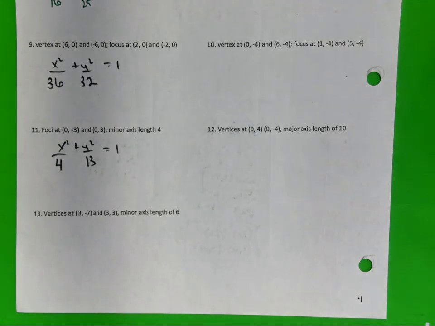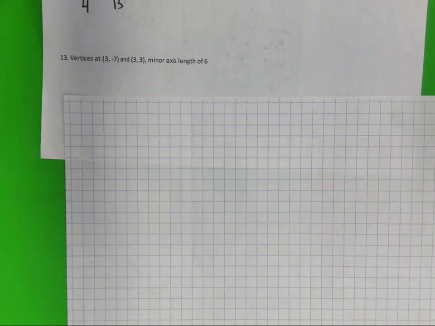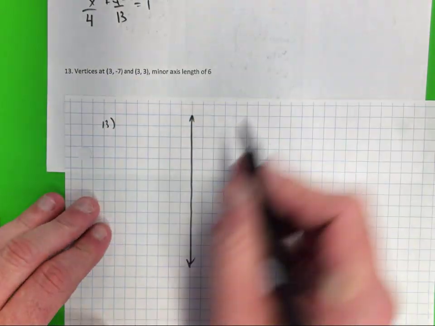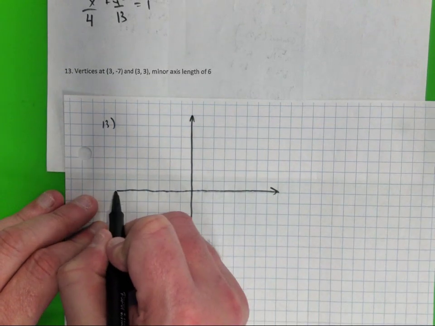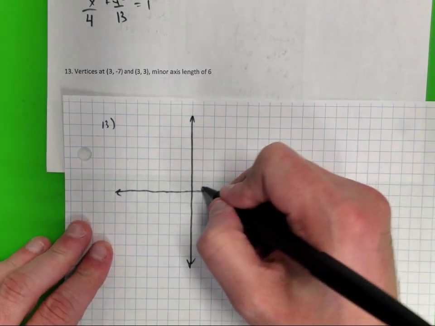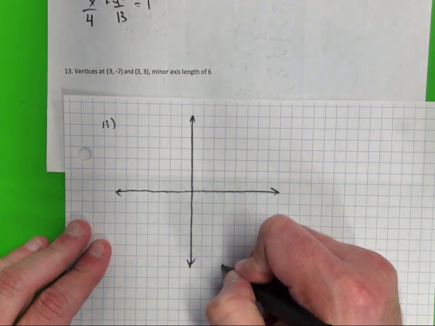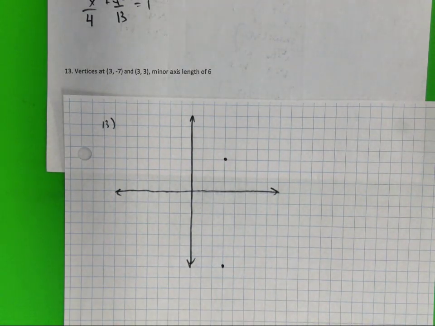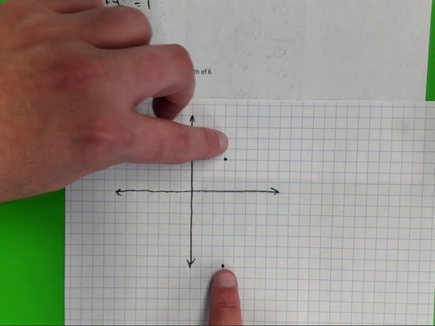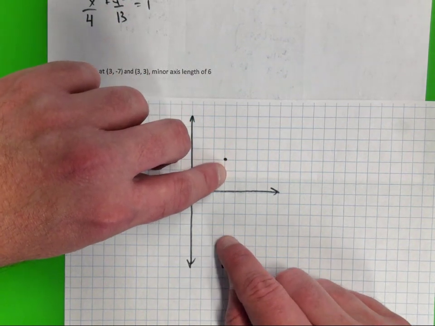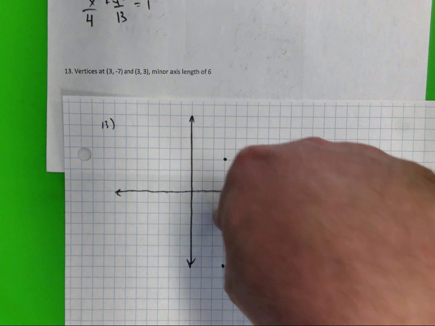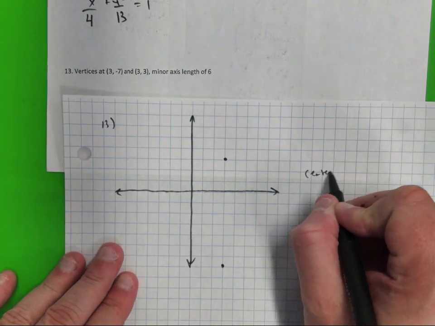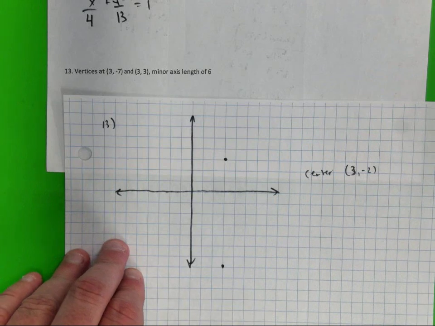Let's look at one more, number 13. My vertices are at 3, -7. And my minor axis length is 6. I need to find my center. I want to make sure you know how to find the center here. You're going to move in. My center will be right there. Y'all see that? So that is at 3, -2. Make sure you use your fingers or use whatever you need to figure out that's 3, -2.